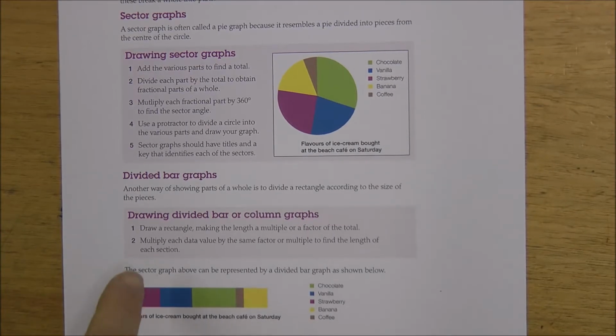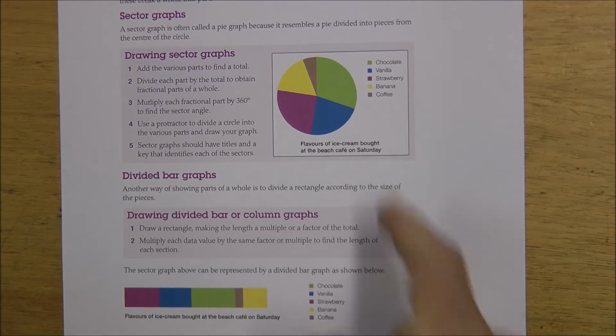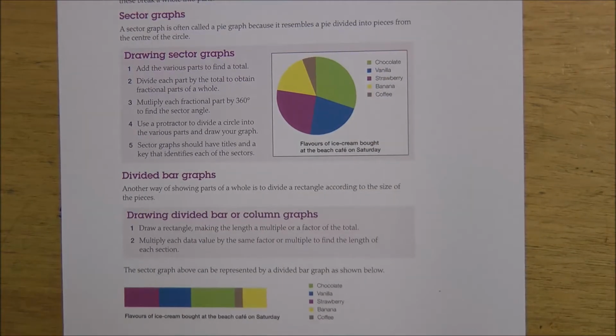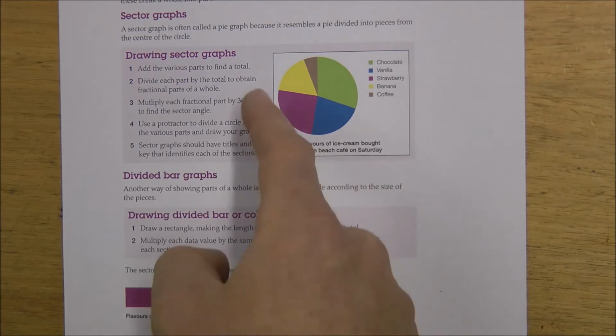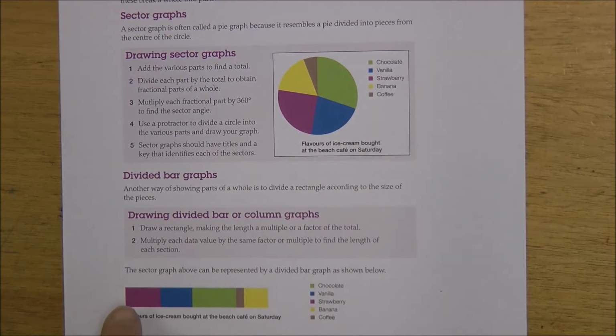It's a similar sort of process to get a divided bar graph, except instead of drawing our last step as a circle, we're drawing it as a line like this. Effectively up here we're finding what proportion of the circle each part is. In here we're finding what proportion of the length of this line each part is. So let's have a look at the worked example.